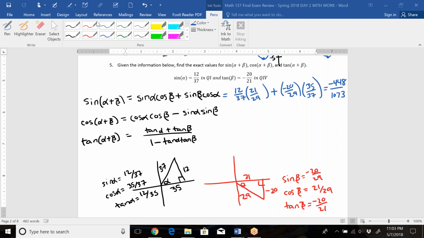Okay, let's move on to the cosine one. So we have cosine of alpha, which is 35 over 37, times cosine of beta, which is 21 over 29, minus sine of alpha, which is 12 over 37, and sine of beta, which is negative 20 over 29. We're going to get our 1,073 as our denominator again.